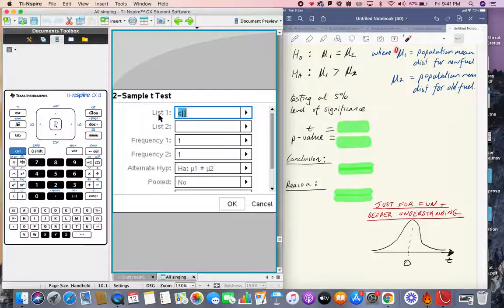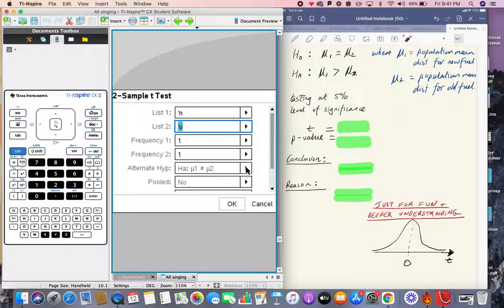So list one we're going to match with population mean distance for the new fuel, all right? So here list one is for the new fuel, and then list two is for the old fuel. Now there's a reason for that, okay? And we'll show the reason down below. Frequency lists, well, these are listed one by one, okay?